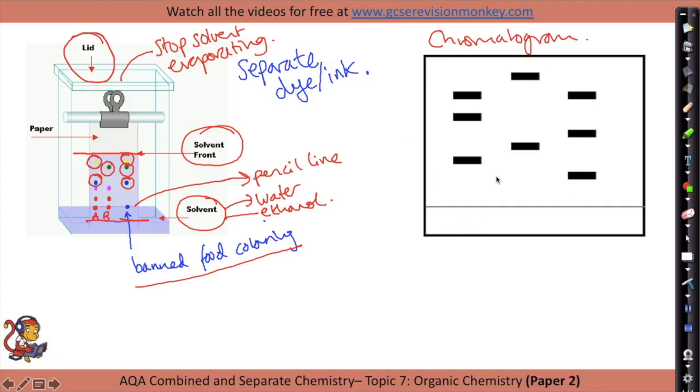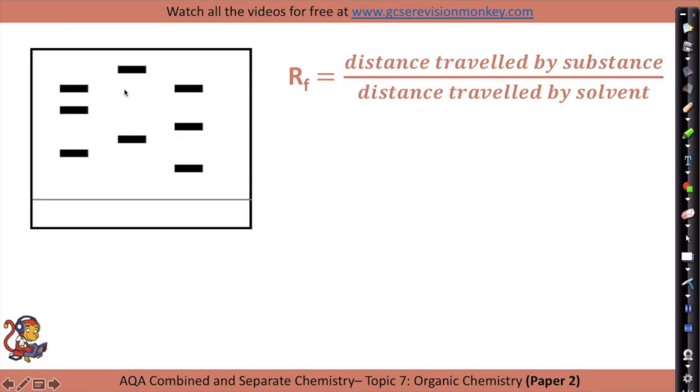So next we are going to look at how we can use these to do some very important calculations for chromatography. We can use these chromatograms to calculate something called the RF value, and we do that by measuring the distance travelled by the substance divided by the distance travelled by the solvent. Now on your diagrams in the exam they will indicate where the solvent front is.